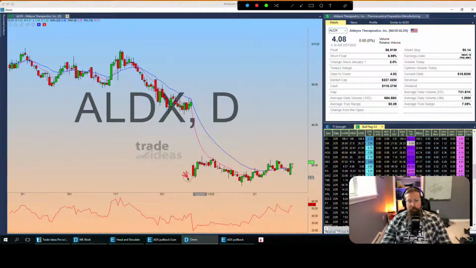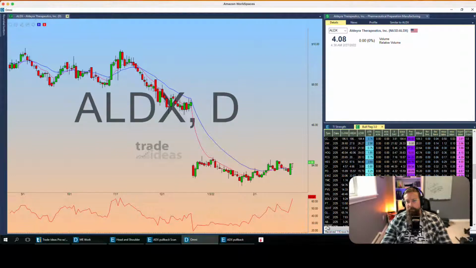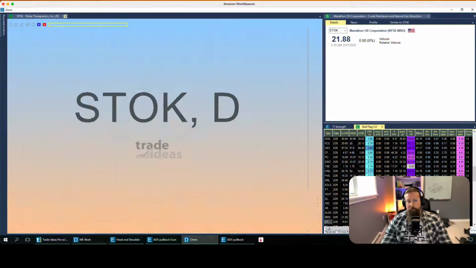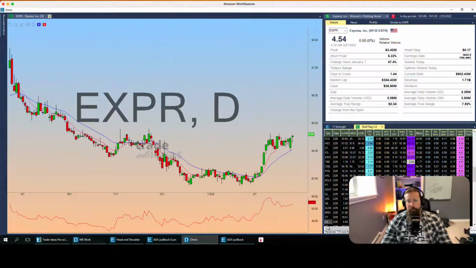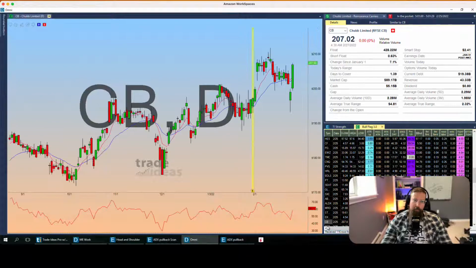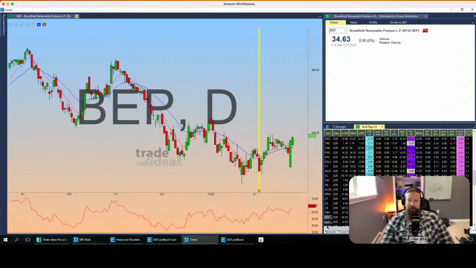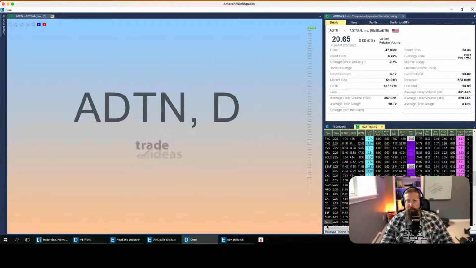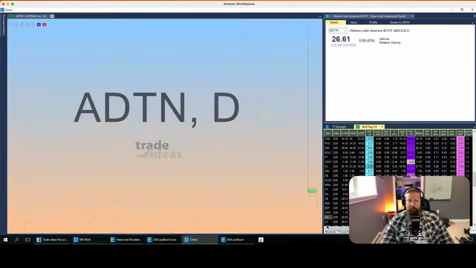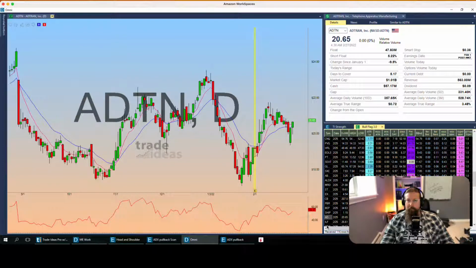It's an interesting rounded bottom going on here. An ALDX. Over this it could go. I don't know. Okay, I'm already in. EXPR is still in here, so it's good to see stocks that you're in showing up on this bull flag list, as opposed to them being taken off.